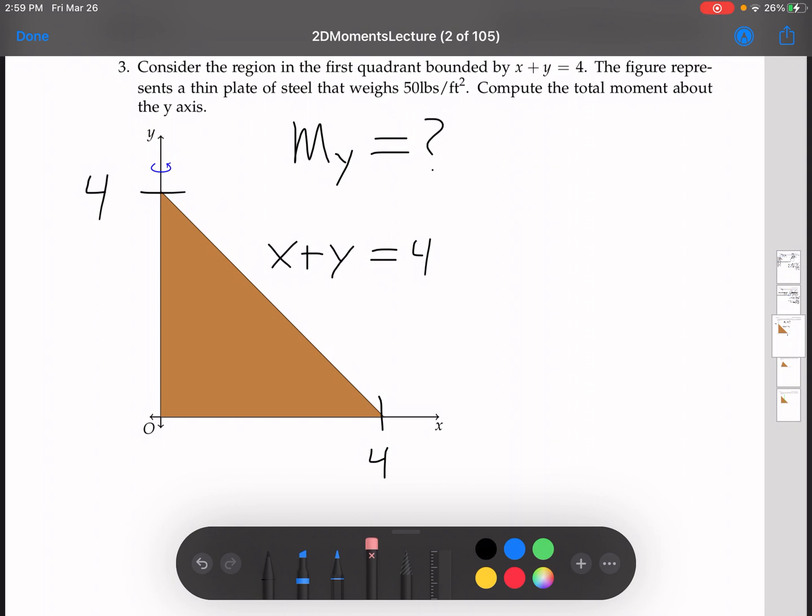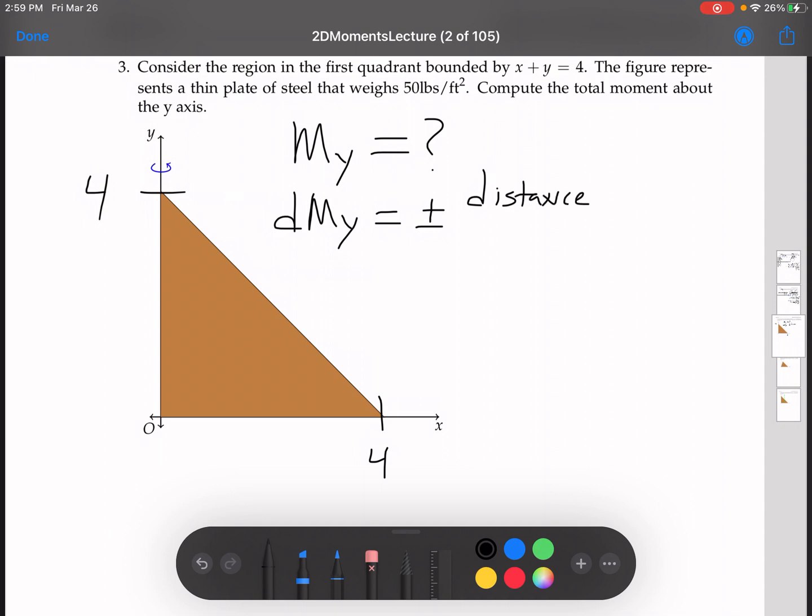All right, so to do that, let's first look at dMy. dMy is plus or minus for the orientation, times the distance from the axis, times the weight, times dA.